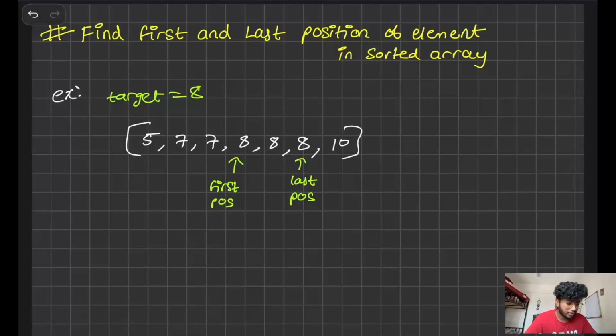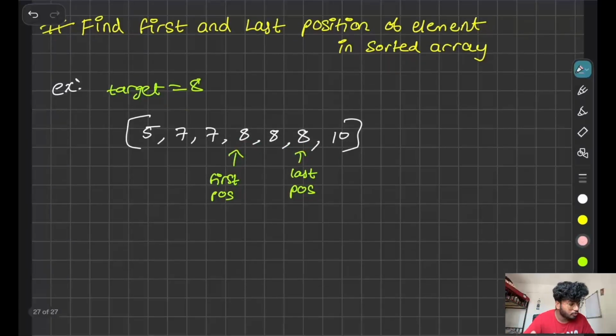You would simply traverse the array and look through each element. Once you find the 8, you store it as the first position index, and then you move on. When you find later positions, you keep updating your last position of 8. Let me quickly show you the brute force. Let's call it FPOS for first position and LPOS for last position. Initially, my first and last position would be -1.